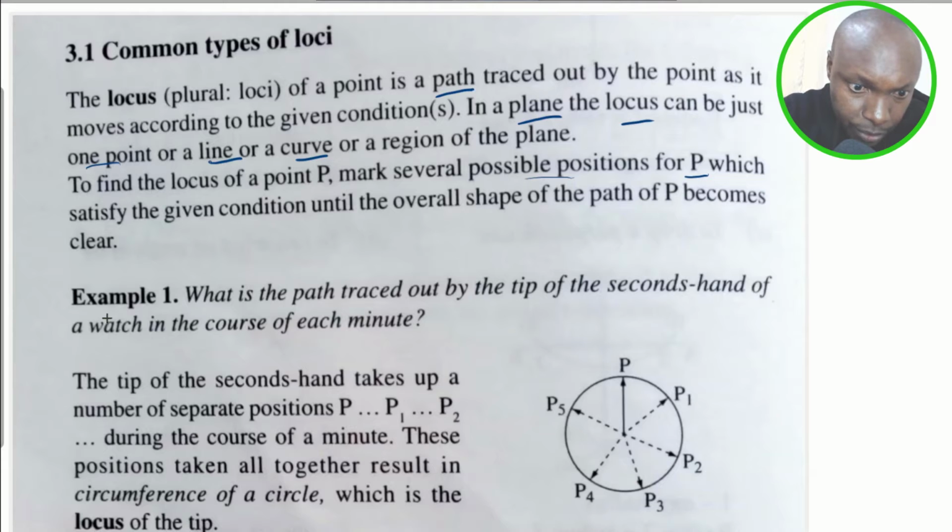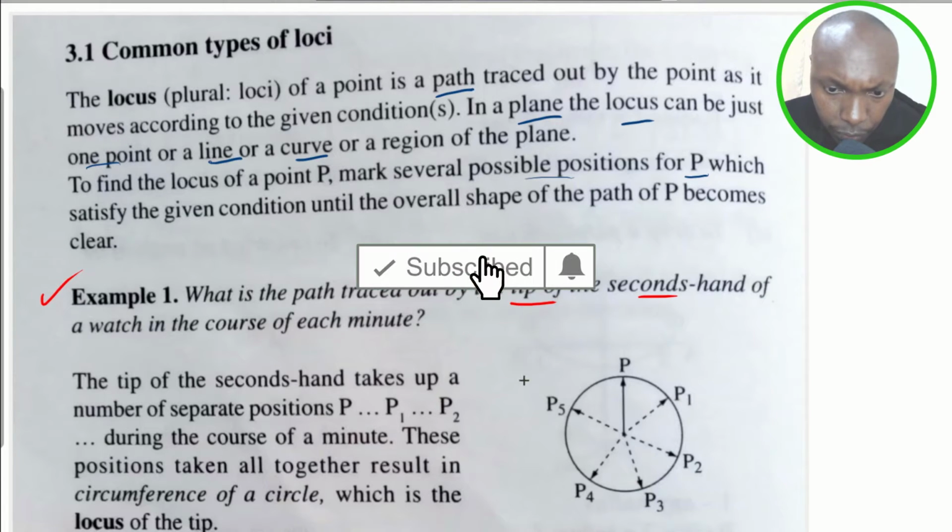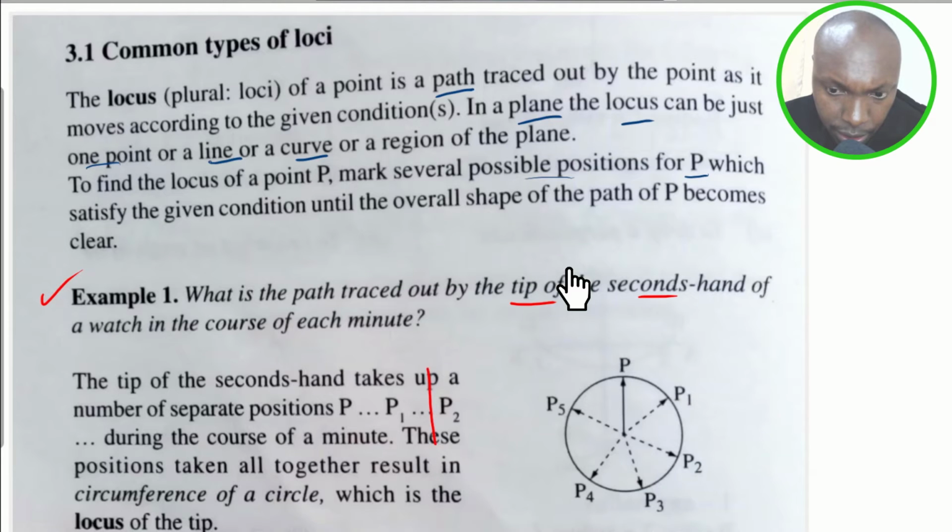To understand that better, we are going to start by looking at example number 1. This one is a question: what is the path traced out by the tip of the second's hand of a watch in the course of each minute? This is a very good example to help you understand what we mean by the locus. Now the tip of the second hand, let me draw this.